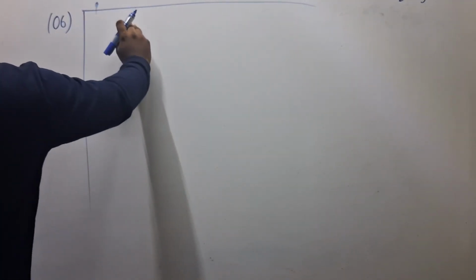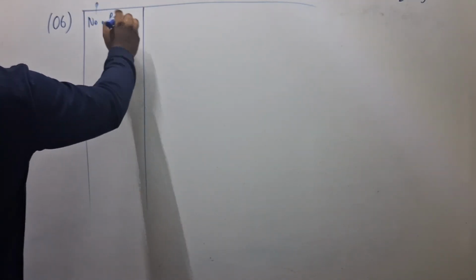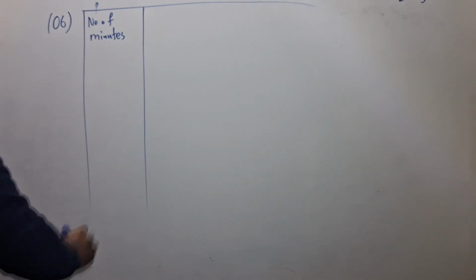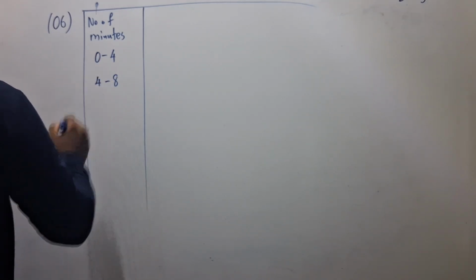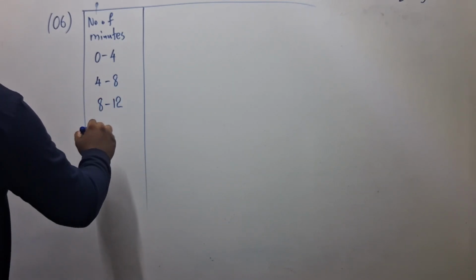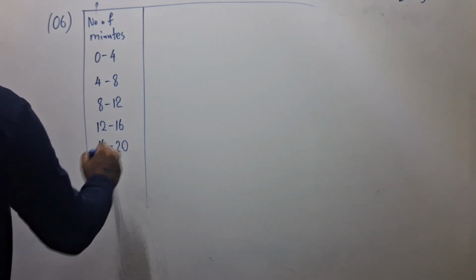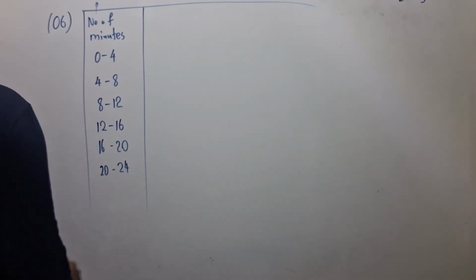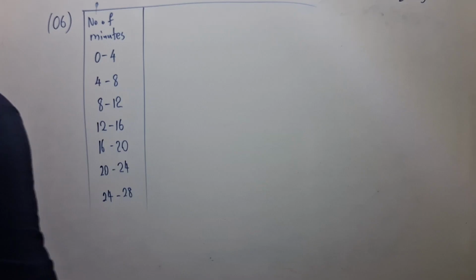First column, number of minutes, or the class interval. Class interval. They are given: 0 to 4, 4 to 8, 8 to 12, 12 to 16, 16 to 20, 20 to 24, 24 to 28, and finally 28 to 32.